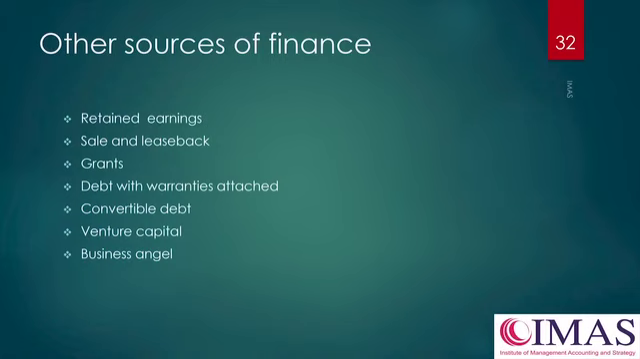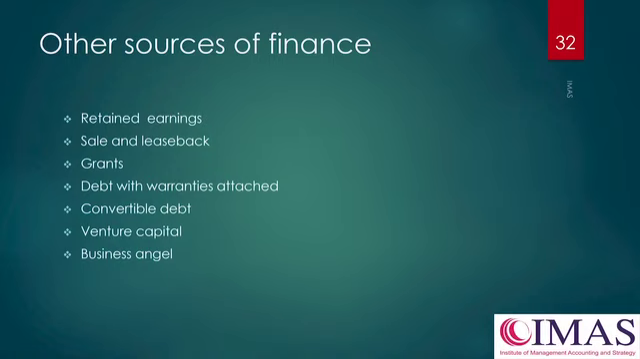Then we have grants. Grants, we talked about them. We have capital grants, we have revenue grants. Capital grants are used to stimulate capital assets. So if you have a certain industry that is very capital intensive, the government can come in and try to help in terms of buying capital equipment.